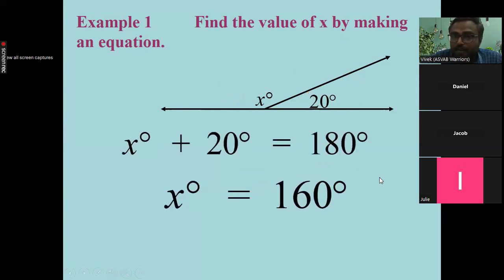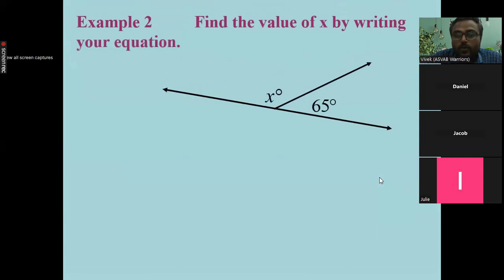Now, let's solve this question. Can you guys try solving this question on your own and give me the answer? You have 60 seconds, guys. Your time starts now. Find the value of X by writing your equation. This is a straight angle. It's going to be equal to 180 degrees and it's a supplementary pair as well.